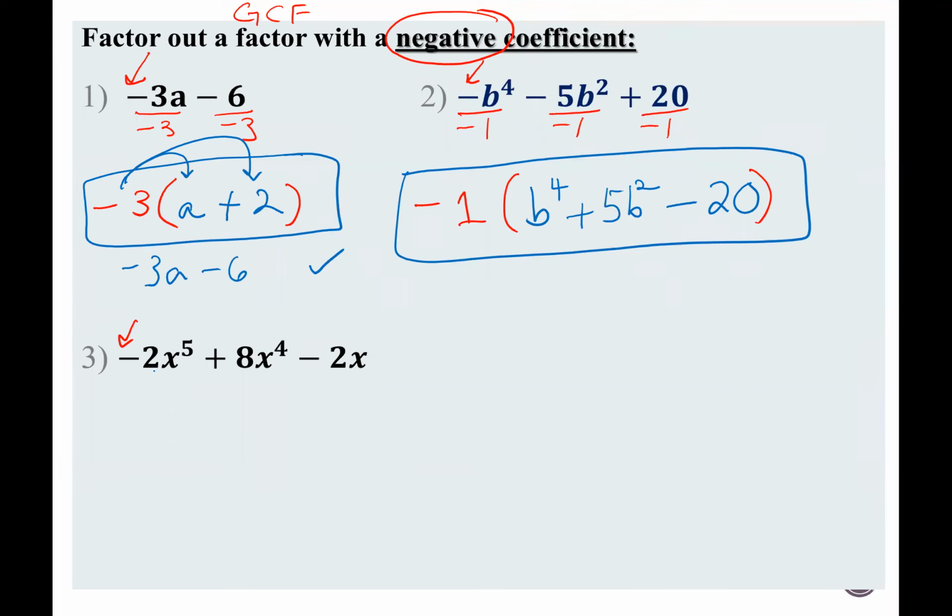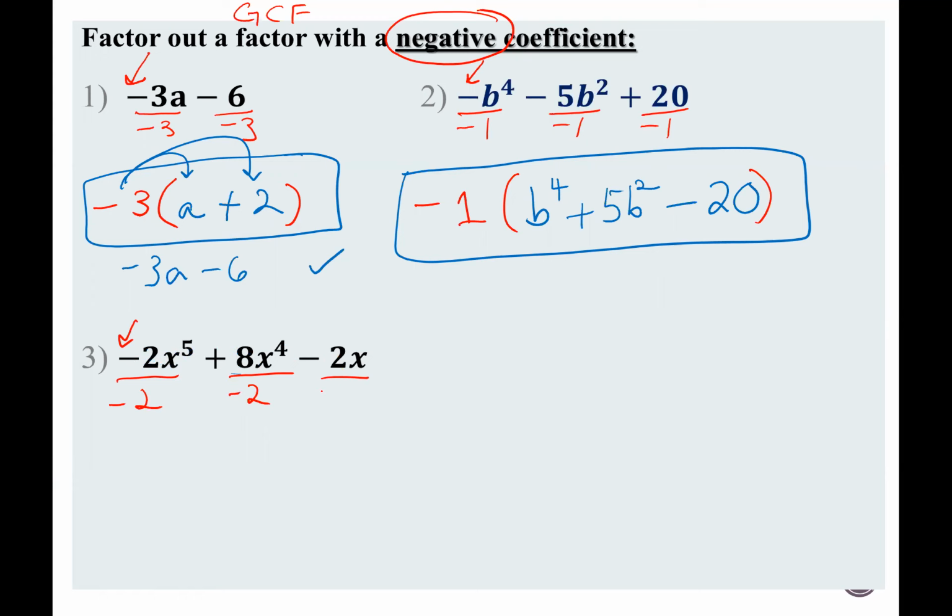All right, number 3, negative 2x to the 5th plus 8x to the 4th minus 2x. So let's take a look here. I see a 2. A lot of times we factor out 2's. And that's the case here. Each one of these coefficients, 2, 8, and 2, can all be divided by 2. And I know it's going to be negative 2.